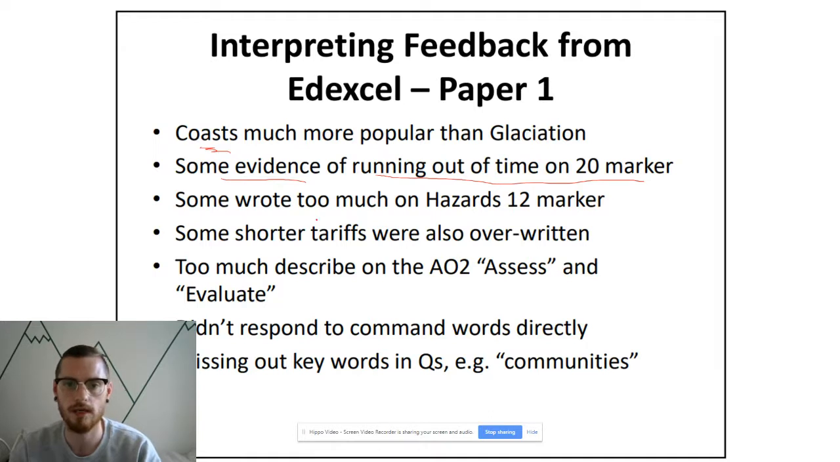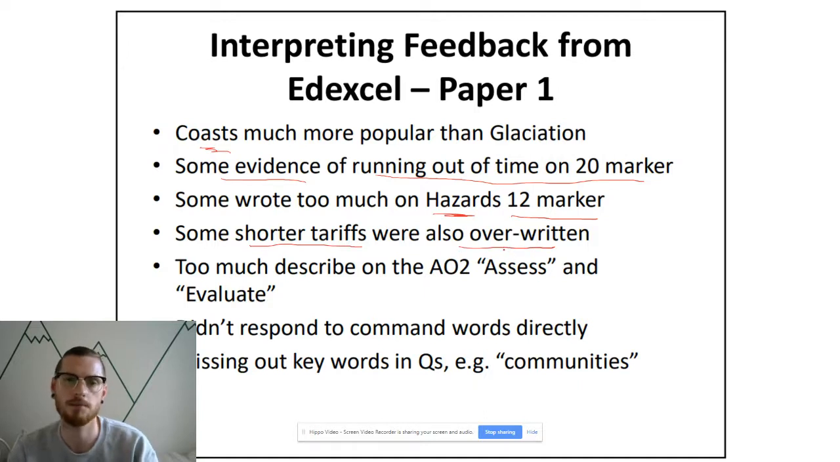Just a quick note here is that they're using hazards as an example here, but I think this can be used for all 12 markers. There is some overwriting on the 12 markers. The space provided is the space they're expecting you to fill. Again, there are also notes from the exam board of shorter tariff questions being overwritten as well.